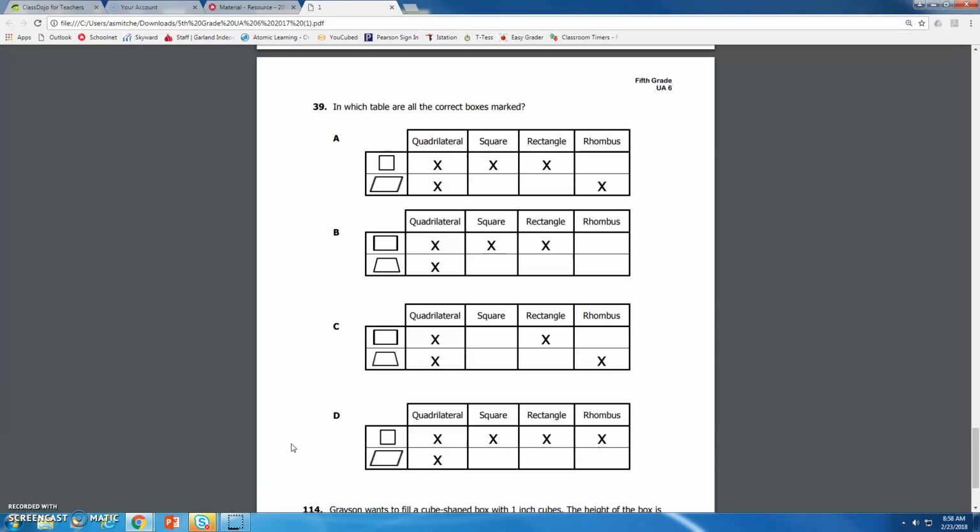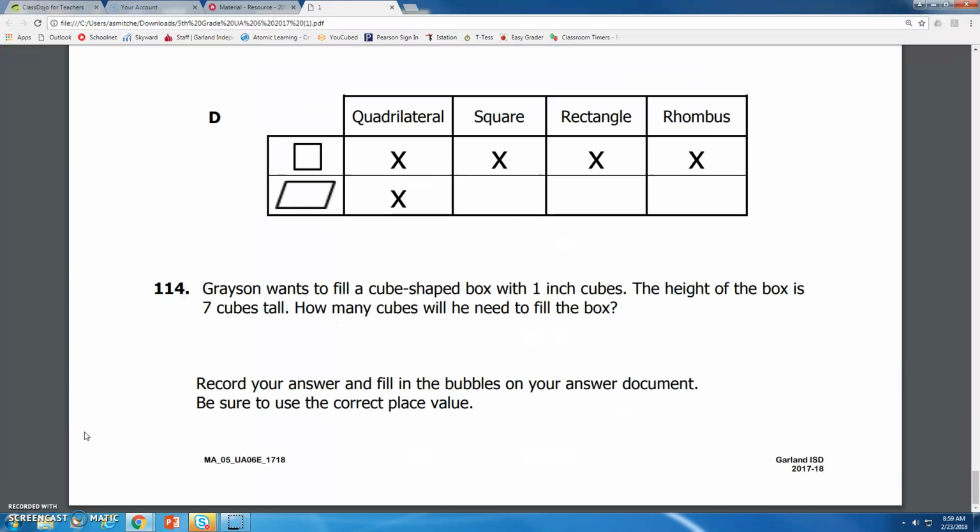Here we go. 39. In which table are all the correct boxes marked? Look at each one and find out in which table are all the correct boxes marked. Hit pause. Last question, 114.